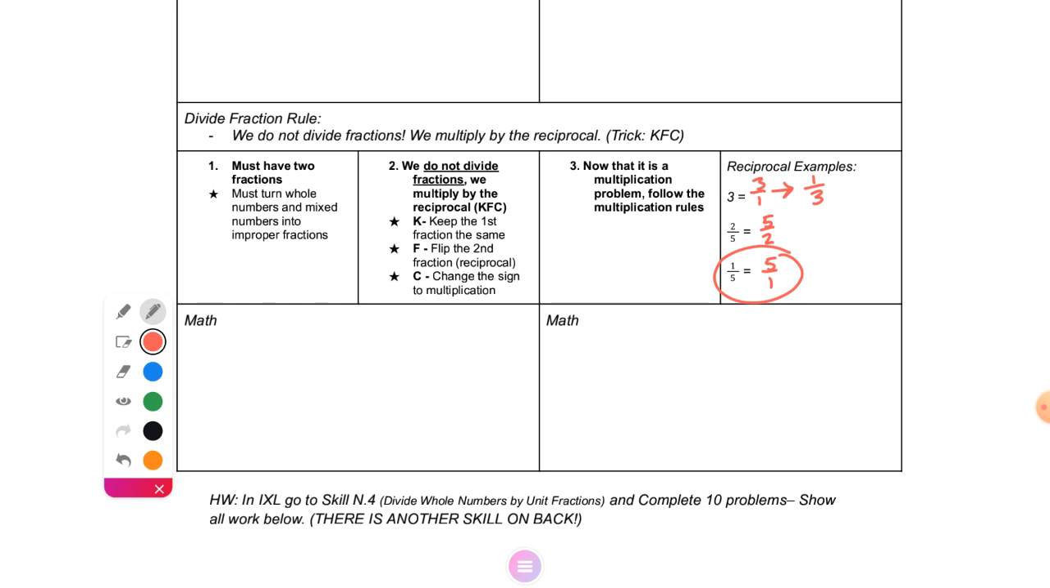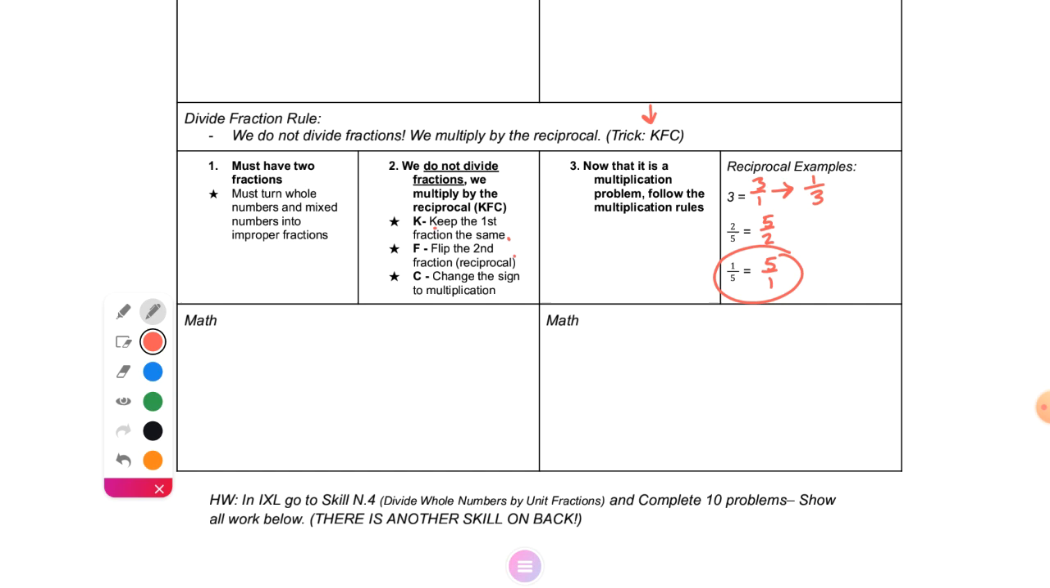My trick is KFC, and it doesn't stand for Kentucky Fried Chicken. Okay? It stands for keep the first fraction the same, drop it down. We don't change it at all. Flip the second fraction, that's our reciprocal. Change the sign to multiplication. So we do not divide, we multiply by the reciprocal. And to help us remember what that means, we remember KFC.